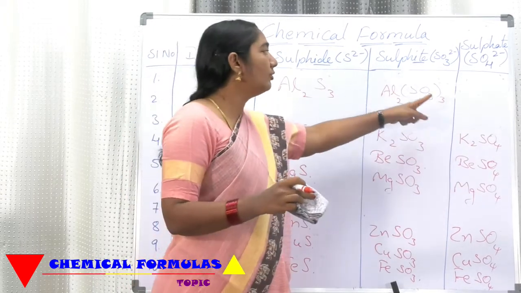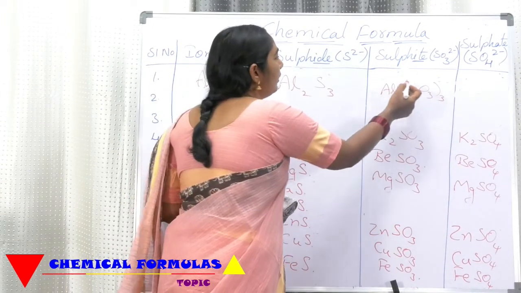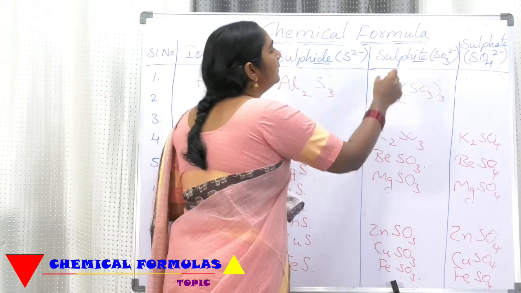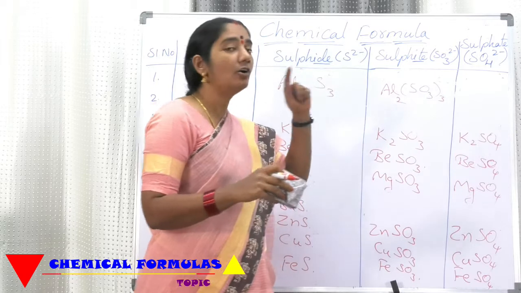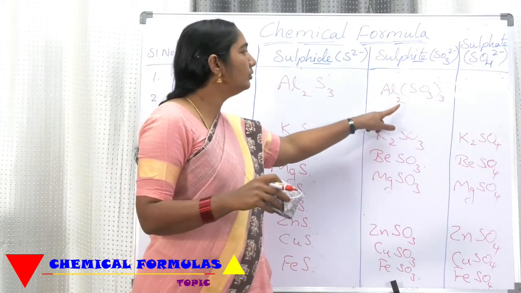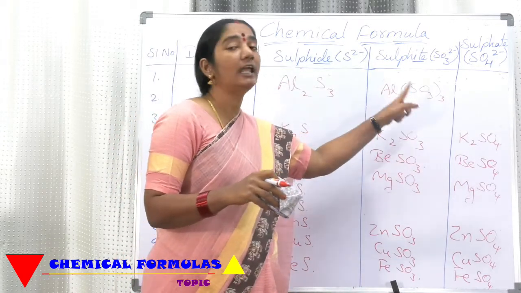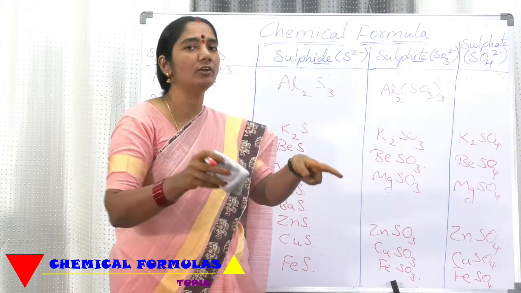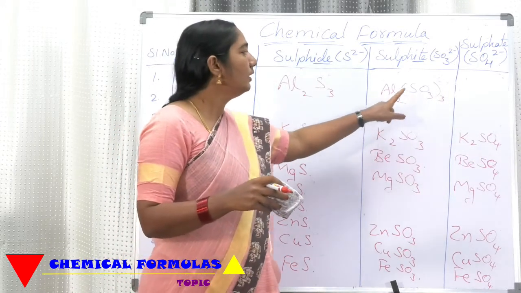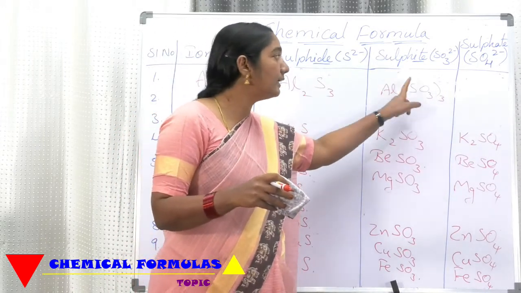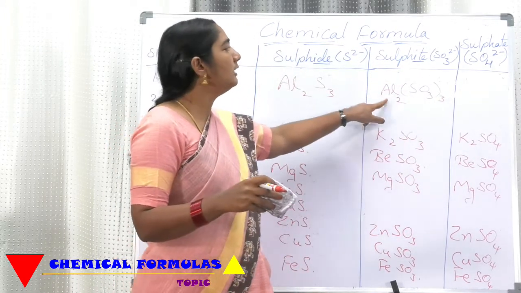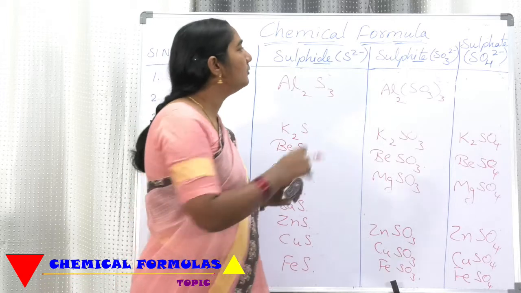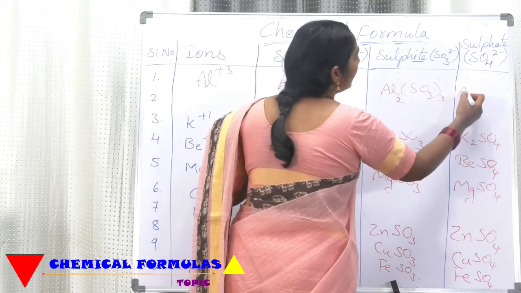But when it is 3, you have to take it carefully. Now, aluminium sulfide. How to read it? Al2 (SO3) taken thrice. See the bracket, you have to read like that. Al2 (SO3) taken thrice. Taken thrice means the whole bracket is taken 3 times. Aluminium sulfide. Aluminium sulfate. Now you can write.